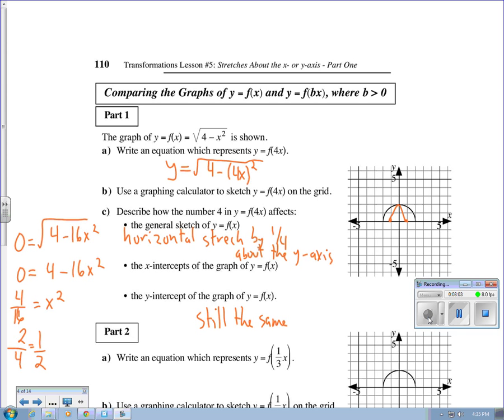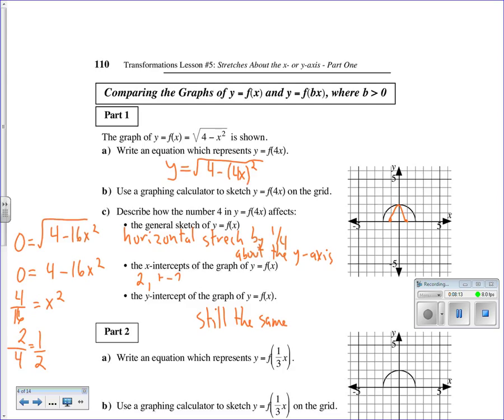Just looking at the algebra for the x-intercepts, my x-intercepts were before at 2 and -2. And now I found that my x-intercepts have changed and they've become a half and -1/2. And what's happened there, we've got that same quarter effect. I've taken my x-intercepts and multiplied by a quarter. So 2 times a quarter gives me a half.